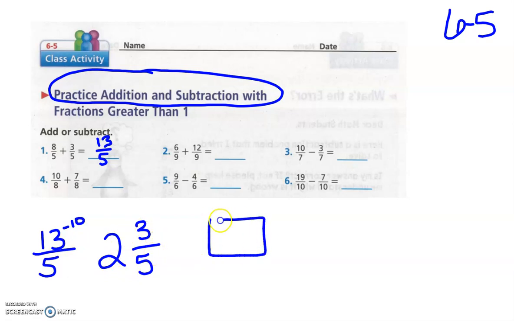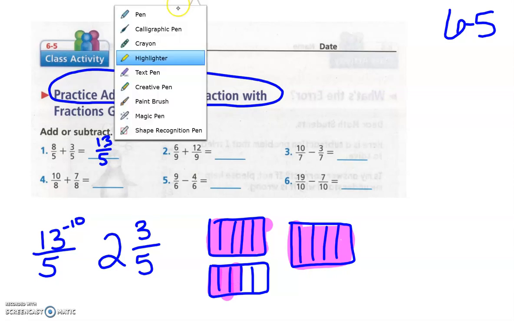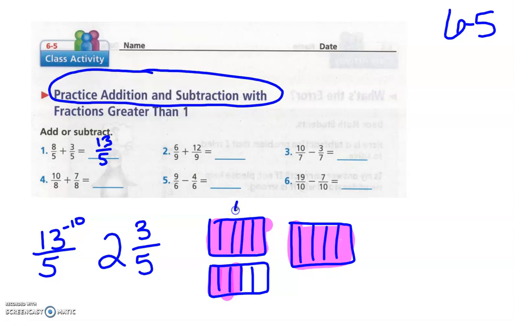Another way just to see it visually, if you were to draw out your fifths, 1, 2, 3, oh gosh, that was really bad. 1, 2, 3, 4, 5, 1, 2, 3, 4, 5, and you were to show that you had 13 of those fifths. There's 5, there's 10, and then there's 1, 2, 3, so 13/5. That's another visual for you to see that you have 1 here, and 3/5 here for 2 and 3/5 total.